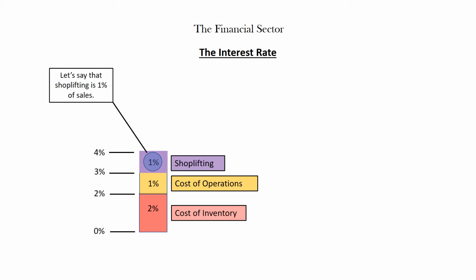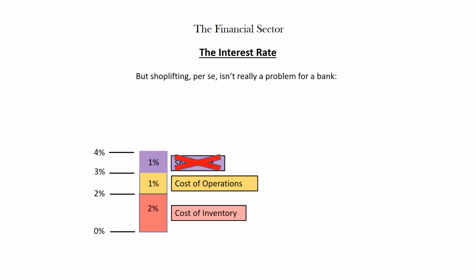That means that the store would add 1% to the price of the product in order to pass the cost of shoplifting on to the consumer. Now the store is charging 4. 2 to cover the cost of inventory, 1 to cover its business expenses and provide a profit to the owners, and 1 to cover the cost of shoplifting.